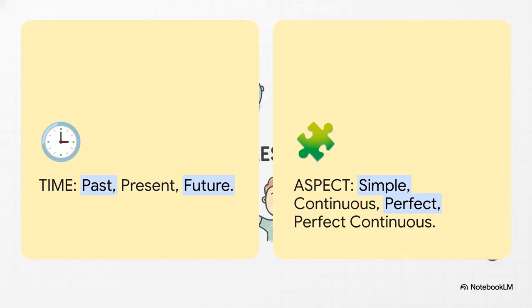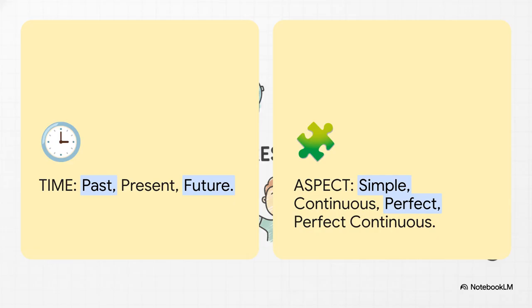And here they are. I want you to think of it like a recipe. Every single tense has just two ingredients. First, you pick a time. That's the easy part. Past, present, or future. Second, you choose an aspect. Now, the aspect is the real secret sauce here. It just describes the kind of action we're talking about.